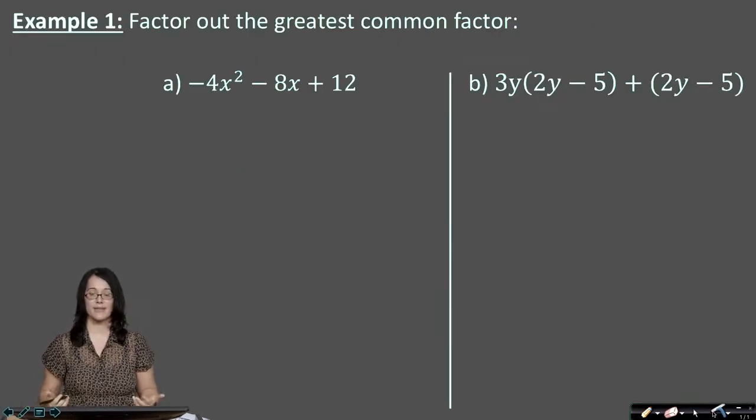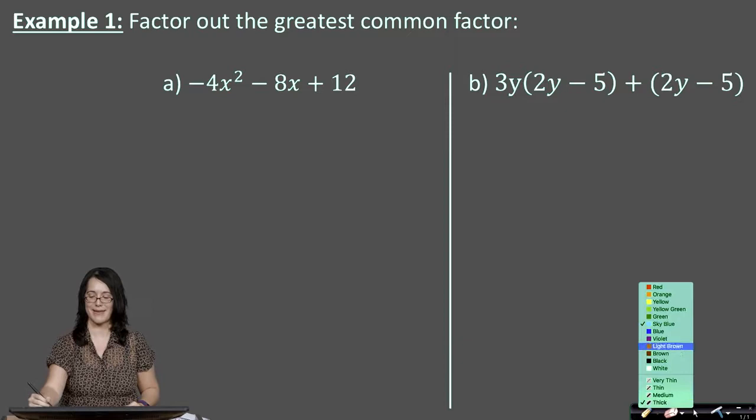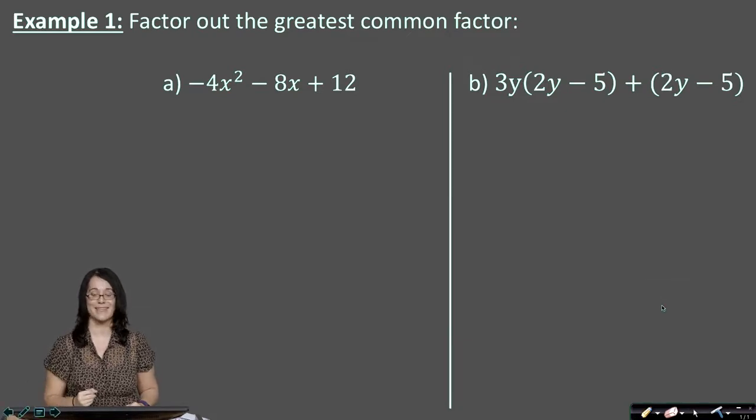Here we get another practice example with greatest common factor. It says factor out the GCF, negative 4x squared minus 8x plus 12. All right, so I'm going to encourage you to pause the video. It's just like the one we did on the last slide. See if you can find the GCF for yourself and begin that factoring process, and then come back and see how you did. All right, let's see how you did.